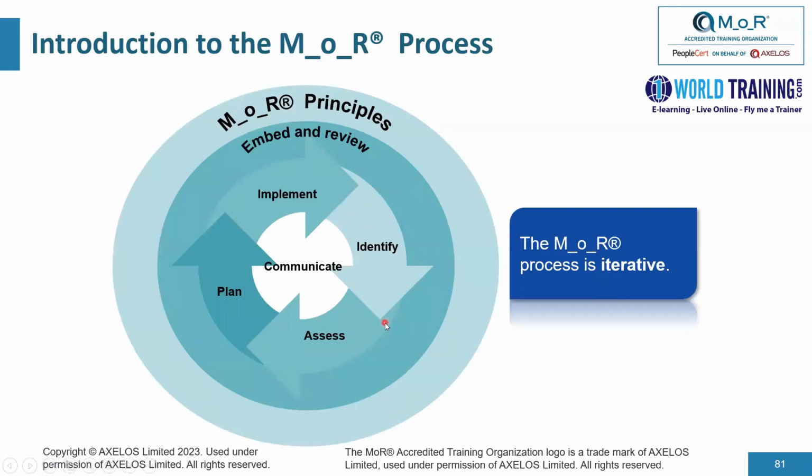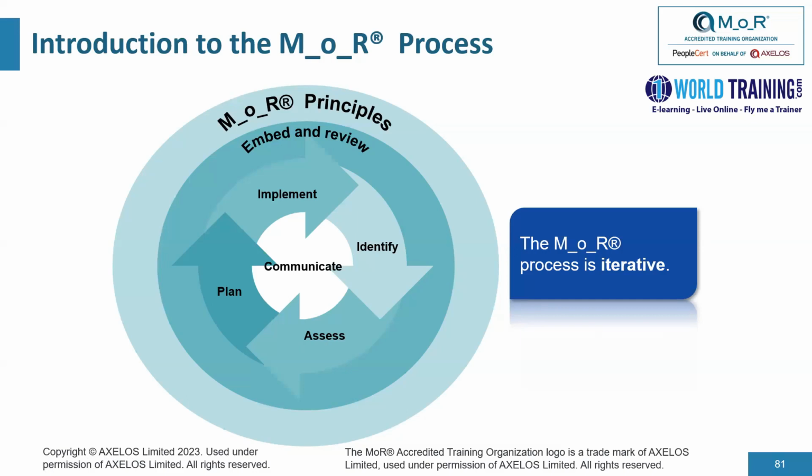So here we have a graphical representation of the MoR process. If you have noticed on this particular process, there are 5 steps in the process. There is the identification step. We assess, we plan, we implement. These steps facilitate the effective implementation of risk management. These steps are interlinked and they need to be performed in a sequence.